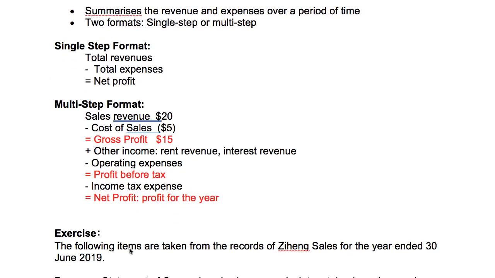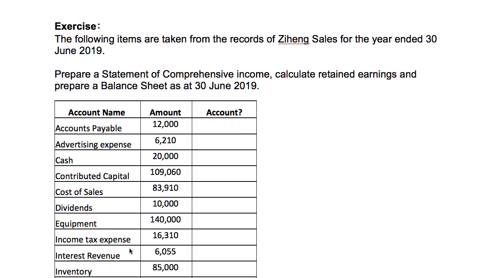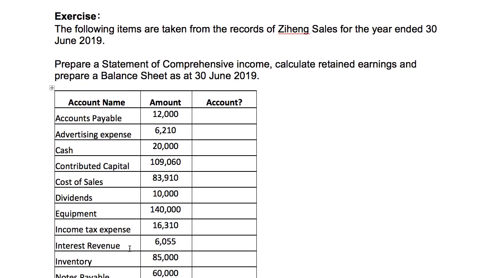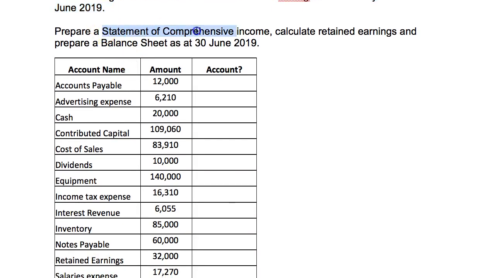So I'd like to demonstrate how to do the following exercise, and I'd really like you to do this with me. So can you make sure that you have this question either on your computer screen or you have a printout of this question? You can find this document in Canvas. So here we have the business name is Zhiheng Sales, and we've got the period of time for the year ended 30 June 2019. We need to prepare a statement of comprehensive income. We need to calculate retained earnings, and then we need to prepare a balance sheet.